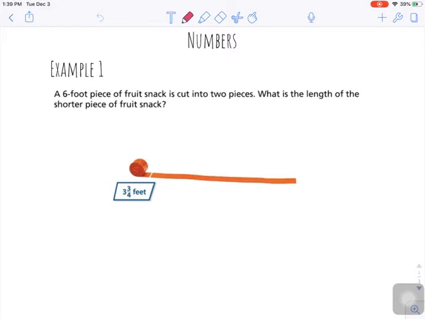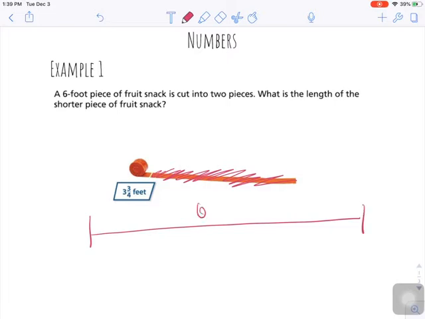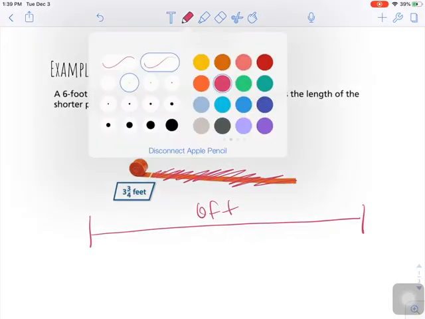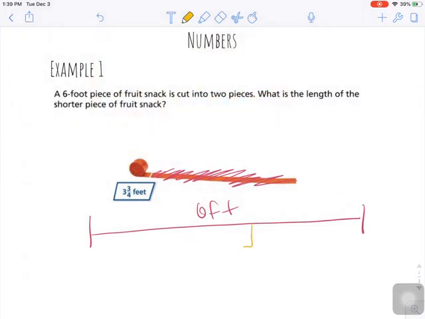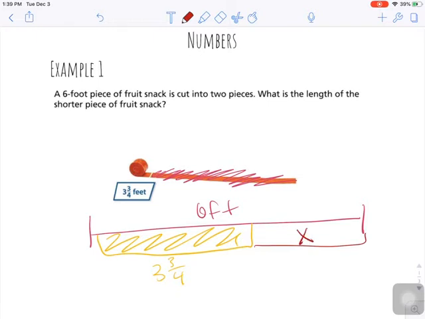So one piece we see here is cut into 3 3/4. So that's one piece. I'm going to draw a little diagram for you guys. So we started with a 6-foot piece of a fruit snack. And we know part of it was cut into 3 3/4. And we want to figure out what was this second piece cut into. What is this x? What is this unknown variable over here? So what was the second piece cut into?